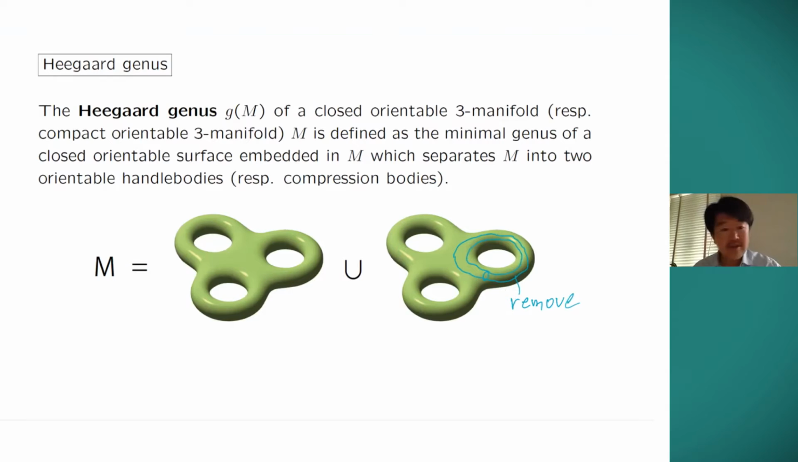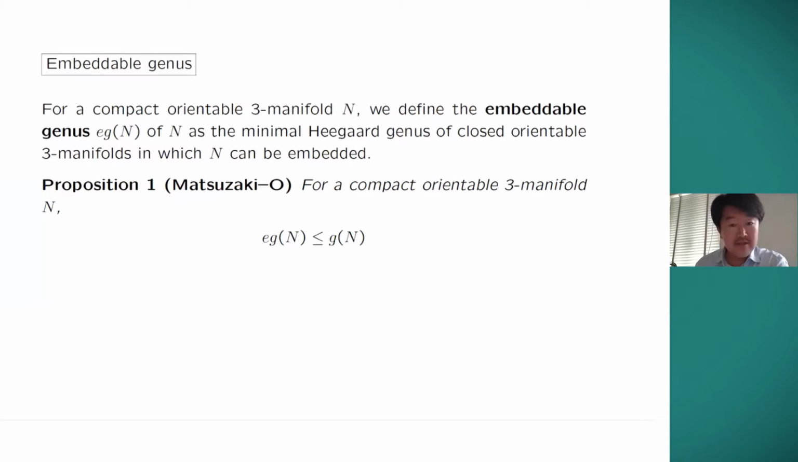Then we can define the embeddable genus. For a compact orientable 3-manifold N, we define the embeddable genus EG(N) as the minimal Heegaard genus of closed orientable 3-manifolds in which N can be embedded. So we consider an embedding into a closed orientable 3-manifold M. Then we take the Heegaard genus of M. Then we consider the minimal genus. Then for a compact orientable 3-manifold N, we obtain that the embeddable genus of N is less than or equal to the Heegaard genus of N.